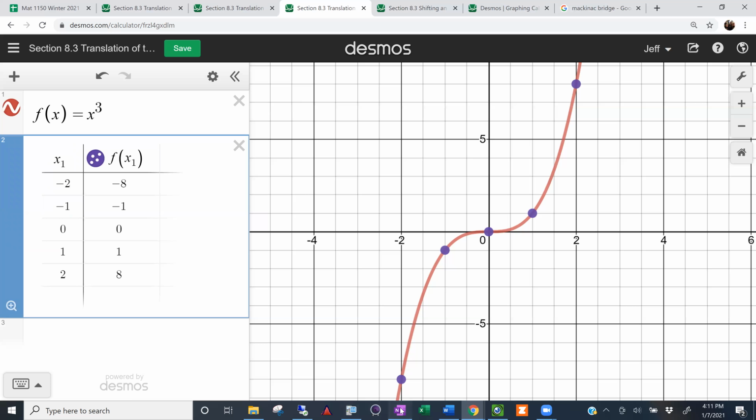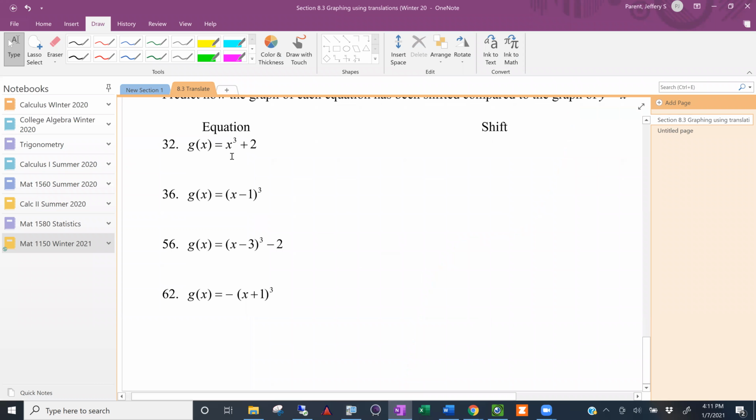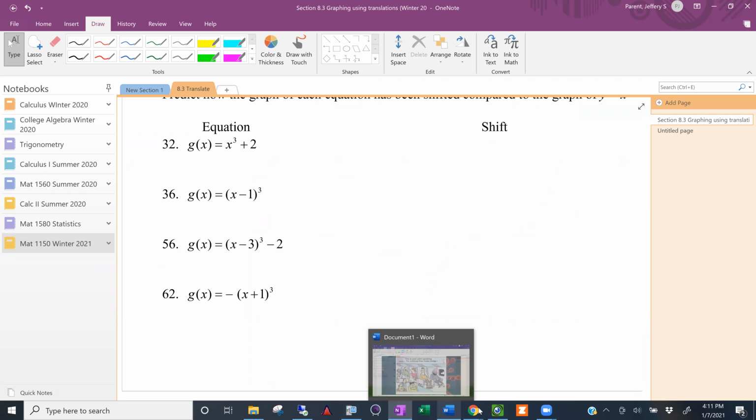So let's see which functions we're going to work with. The first one is x cubed plus 2. Now the thing to notice is that that plus 2 is not inside of parentheses like it is with the next one. With the next one, that -1 is in the parentheses. So that should cause a, yes, horizontal shift. This one should be a vertical shift, right? So let's see what happens when I graph that one.